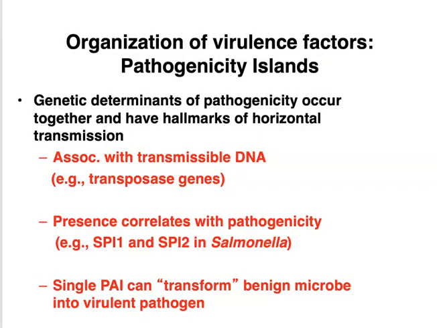So we can detect these foreign DNA insertions through a variety of means. Basically this paraphrases what I've already said, that pathogenicity islands are often associated with transmissible DNA, and their presence correlates with pathogenicity, like the SPI1 and 2 that I just showed you. And a single PAI can transform a benign microbe into a virulent microbe in one fell swoop, as opposed to, again, waiting for millions of years of evolution to kick in. A microbe can acquire one of these and transform literally in minutes.